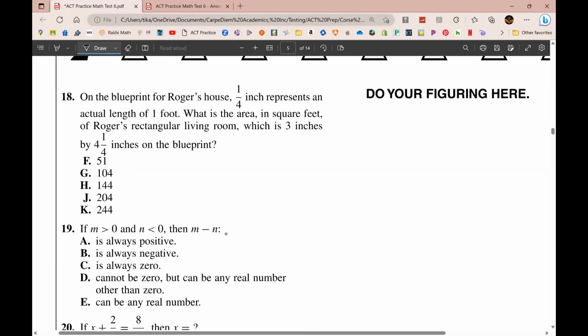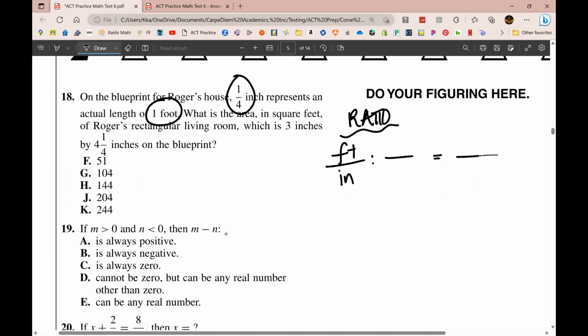Okay, you guys, let's look at number 18. On the blueprint for Roger's house, 1/4 inch represents an actual foot. This is a ratio problem. I know you guys have done scale factors. So what I'm going to do is put foot over inch. It's really nice to just have that scale written out as a fraction because it's more usable.